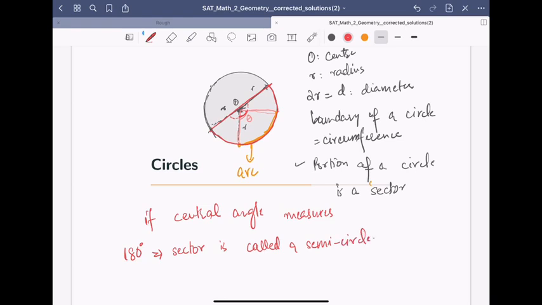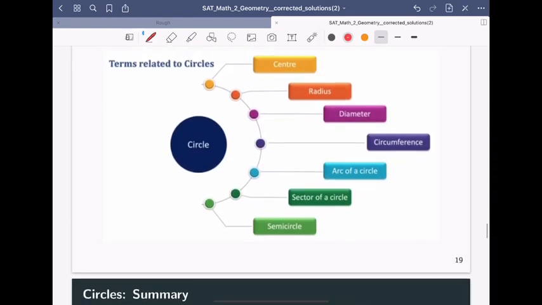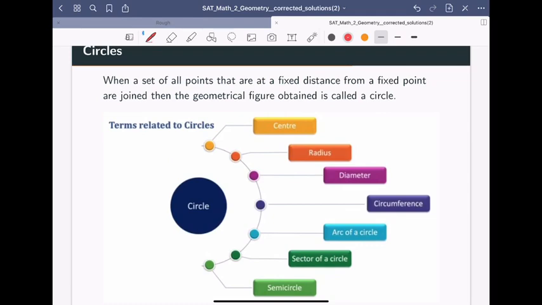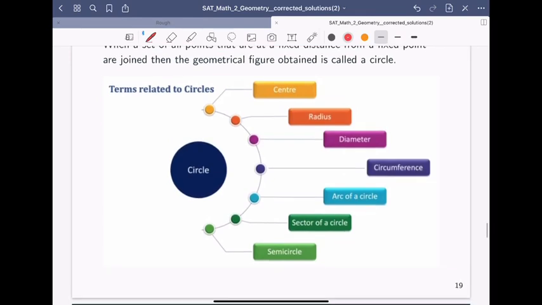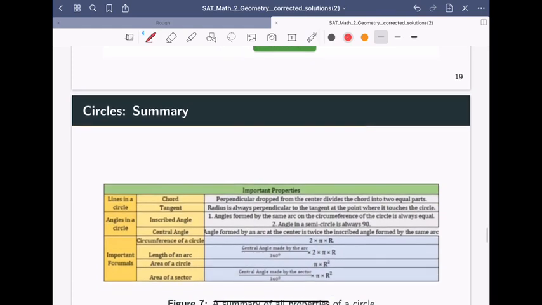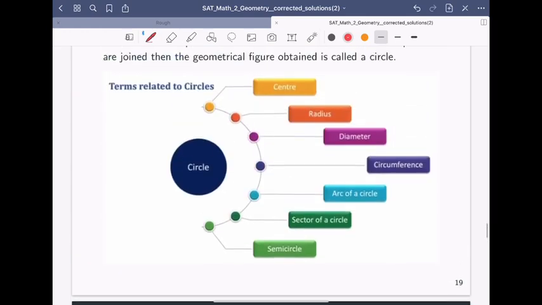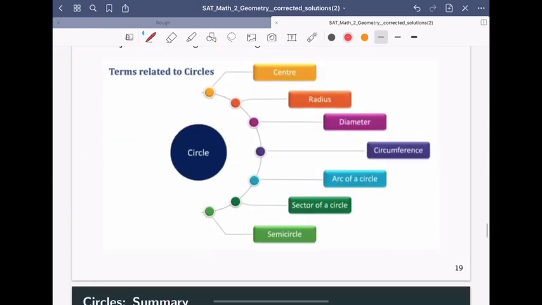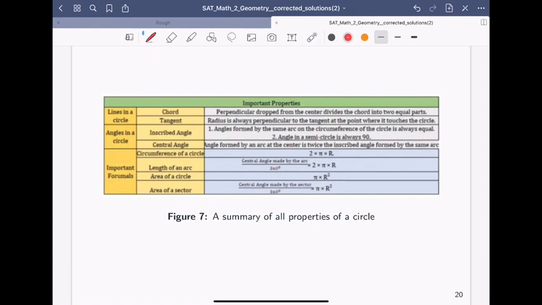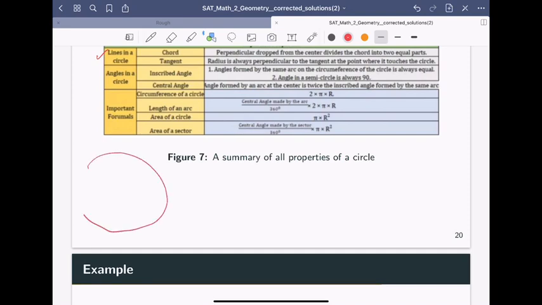Okay, moving on to make our life easier in the SAT. I have just summarized all of these important terms here, and I've summarized a bunch of formulas that we can use. We'll use this circle over here to illustrate what these formulas actually mean. So, lines in a circle. Let's just draw a circle over here so that we can effectively talk about all of these formulas.